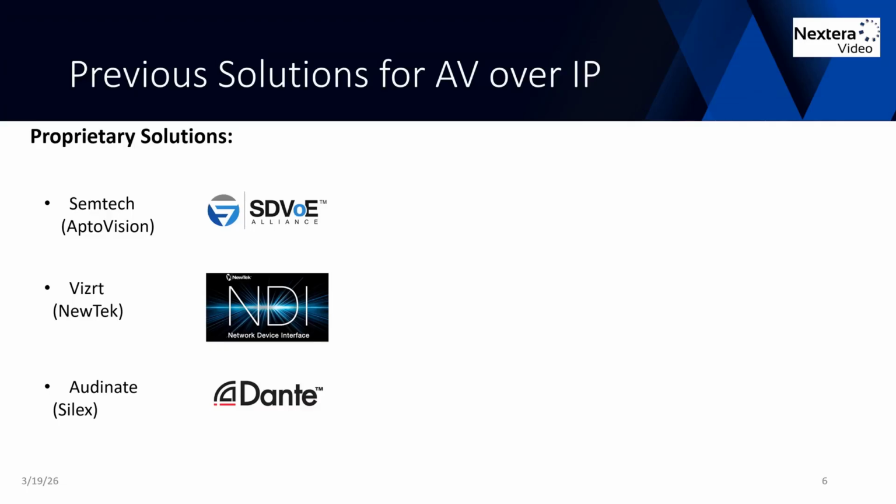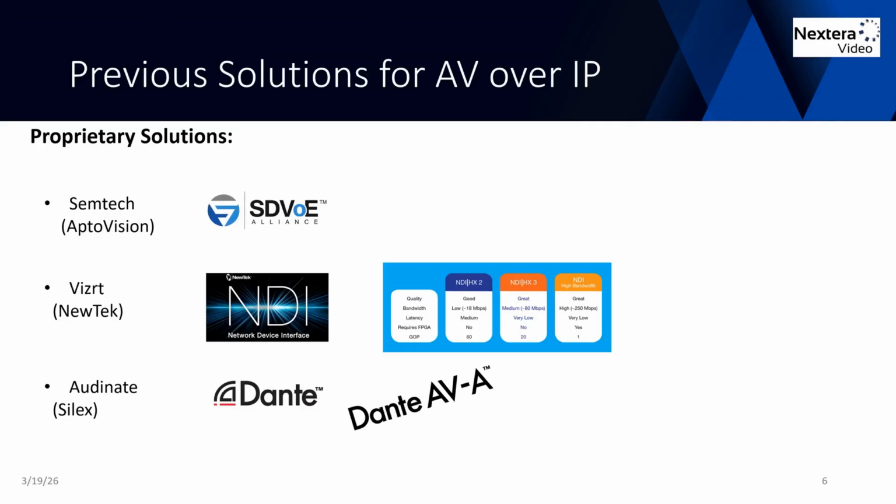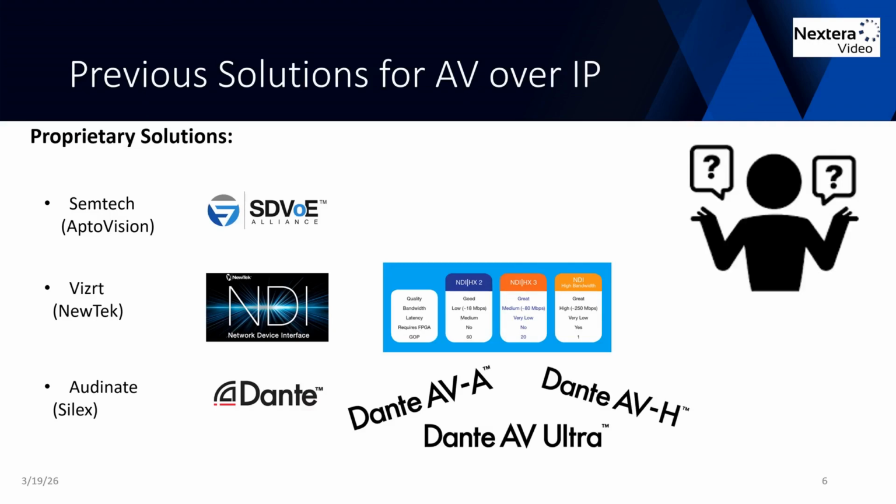But we have found there is a bit of confusion about the AV over IP standards out there, so we'll talk a little bit more about that. Some of the previous or current solutions that are out there: SDVoE, some of you may have heard of. NDI is pretty popular in this space, Dante. But there's more to just those acronyms that we know. There's a lot of versions of each of these. There's HX2, HX3, there's Dante AVA, AVH, a lot of different versions of each of these, and they're not always compatible with each other, and so it ends up with a lot of confusion in this space.